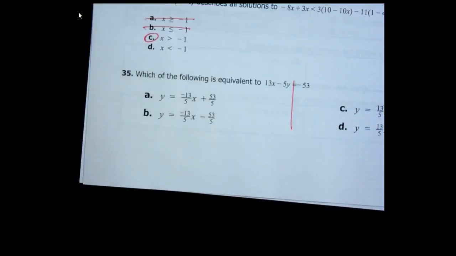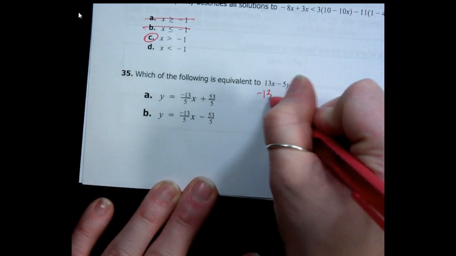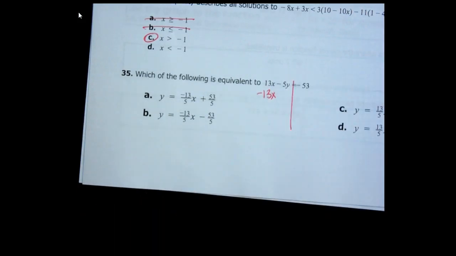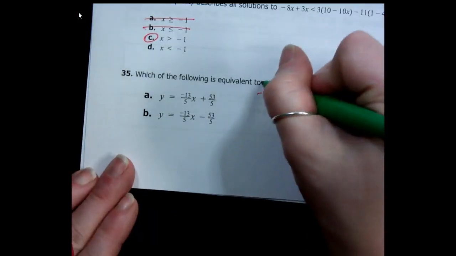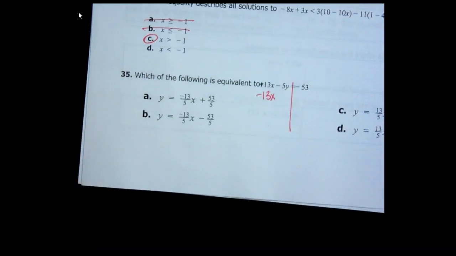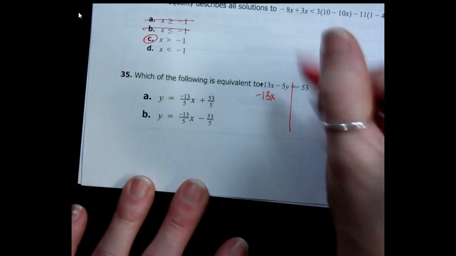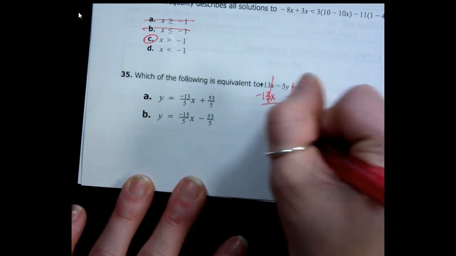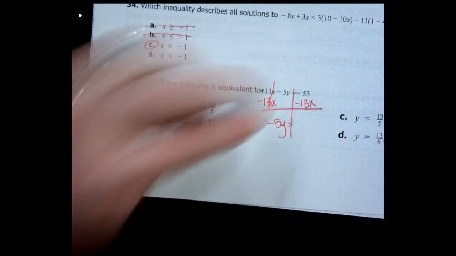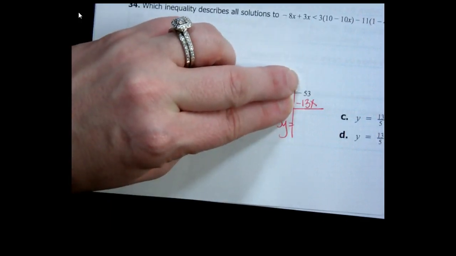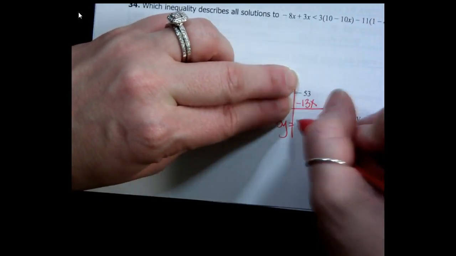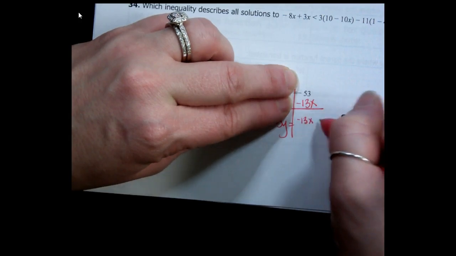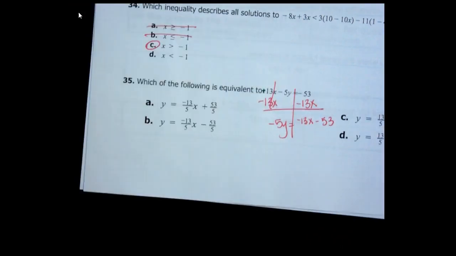So step 1, I'm going to move the x term to the other side. So I'm going to subtract 13x. Now why am I subtracting 13x? Well, because right now this is a positive 13x, and the opposite of plus 13 is minus 13. Alright, so I still have negative 5y equals. These two are not like terms because 53 does not have an x. So I have negative 13x minus 53.